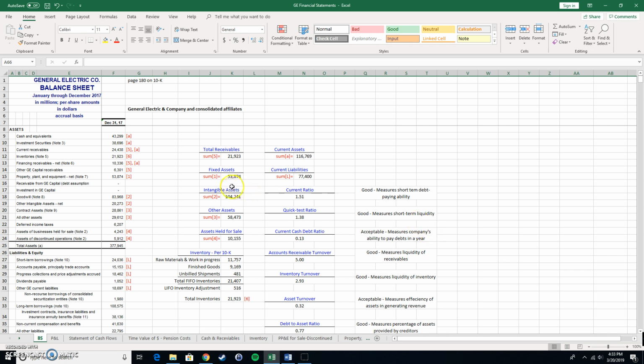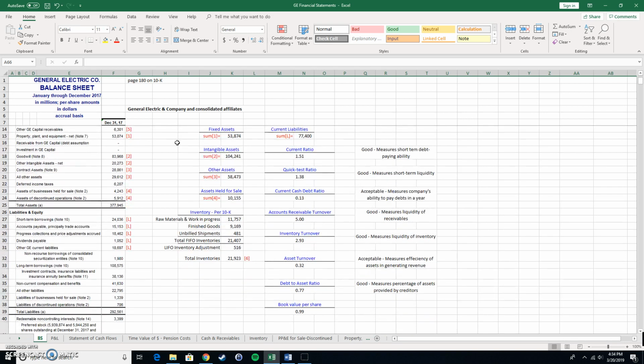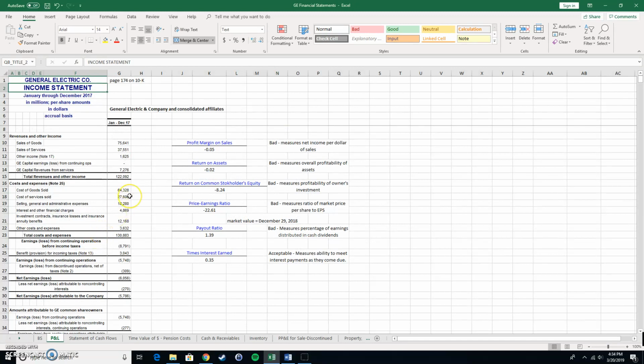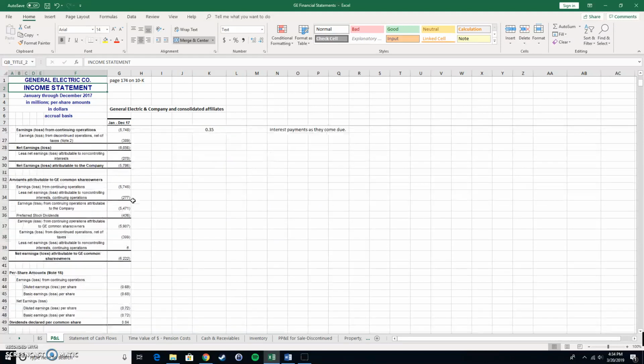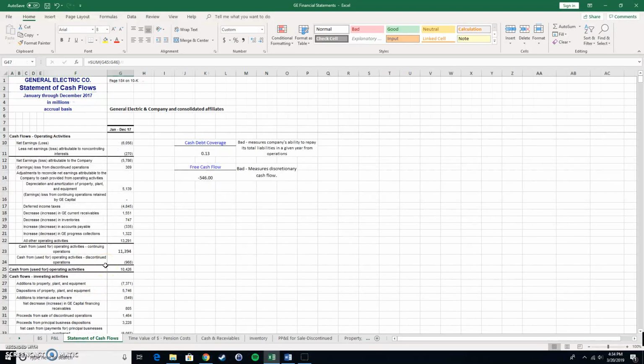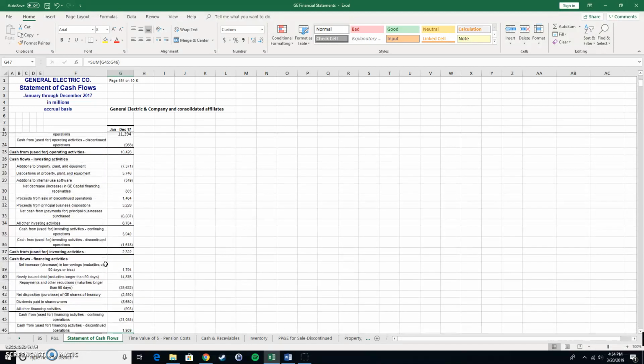Here you can see the balance sheet with callouts for receivables, assets, liabilities, and various ratios. This tab is the income statement with more various ratios and explanations of those ratios. The next tab is the statement of cash flows with the ratios and explanations associated with these entries.